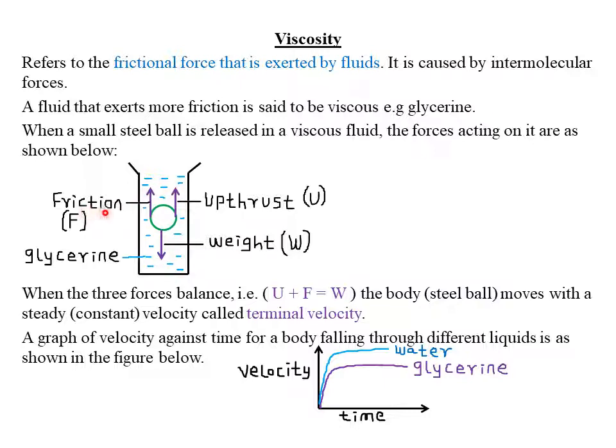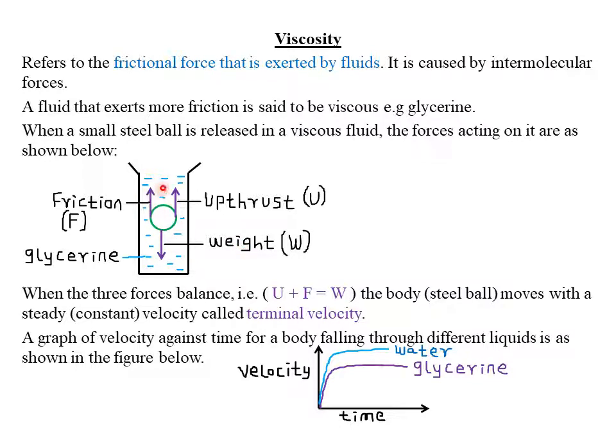Then we also have the frictional force, or what we are calling the viscous drag or the viscosity, which will also act upward, because the steel ball is being released into the fluid. If it is being released, it means it is moving downwards, because we know that the weight of a body always acts downward, because the weight depends on gravity, which tends to pull objects downward.